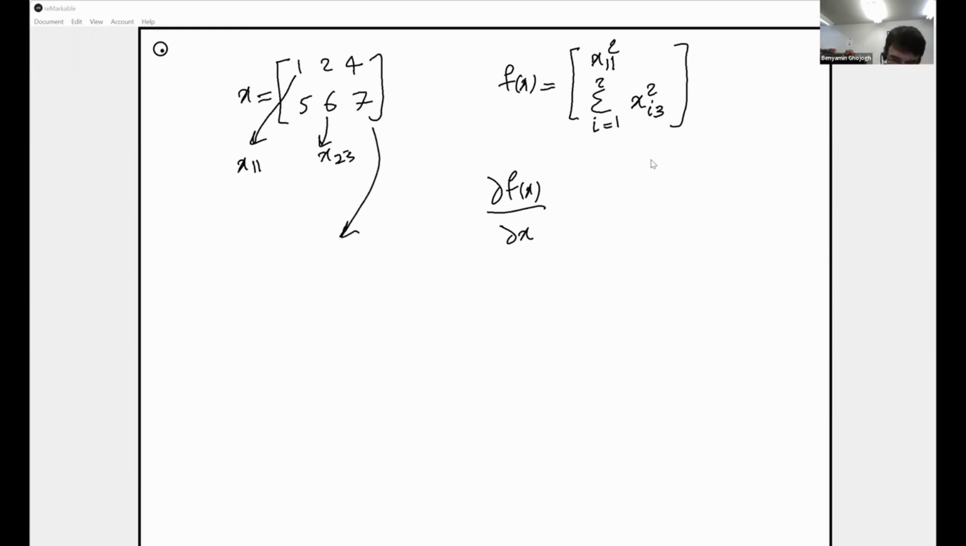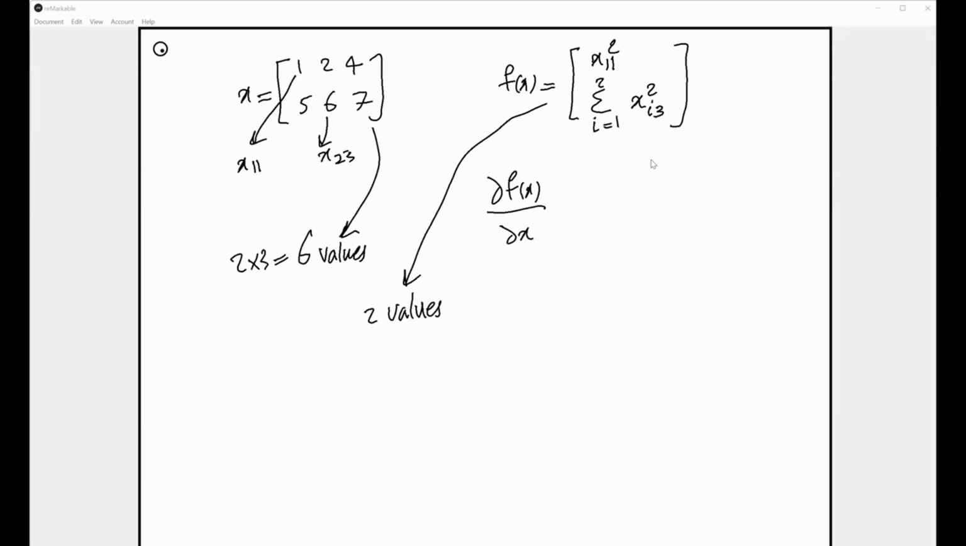This has 2 by 3, 6 values, right? This has 2 values. How many cases do you have? Can someone say that? 12. Exactly, 12. We have 12 cases. But we don't want to vectorize it. We don't want to represent it as a vector. We want to have it in a matrix format.